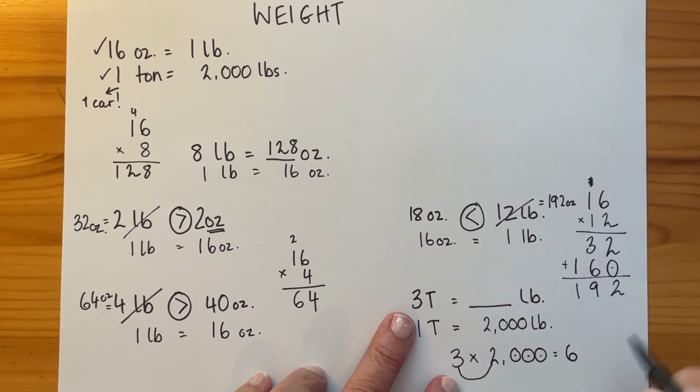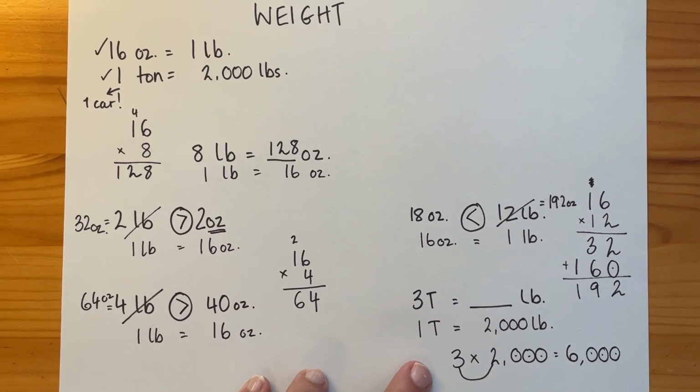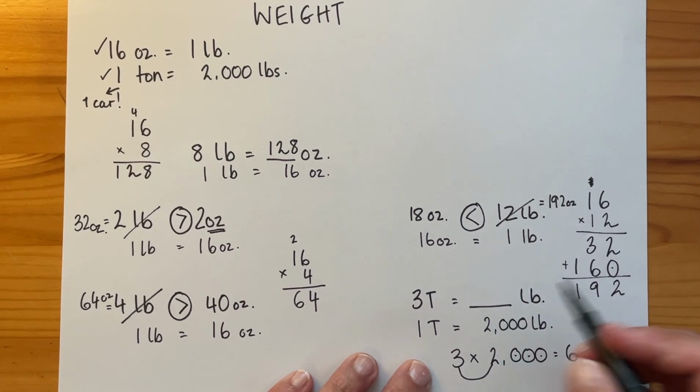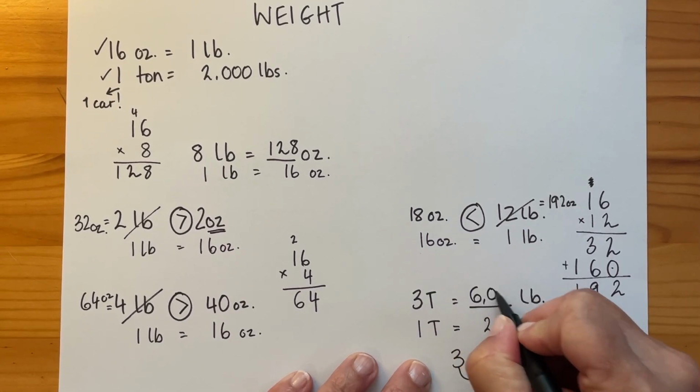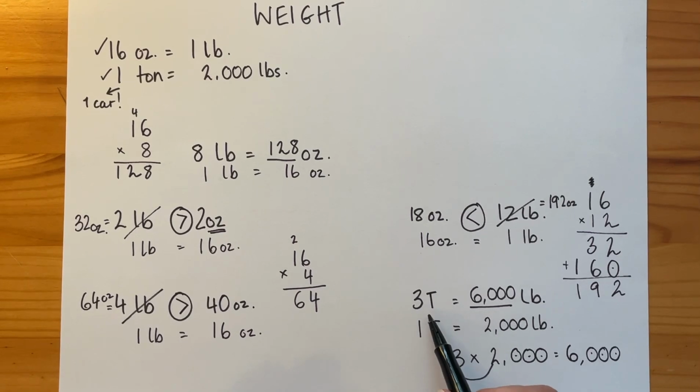How many zeros do we have? We have 3, so I'm going to put those on the end there. And so I know that 3 tons is 6,000 pounds. And that's not asking you which one is bigger or smaller, that's just asking you to convert from tons to pounds. Okay, that's it.